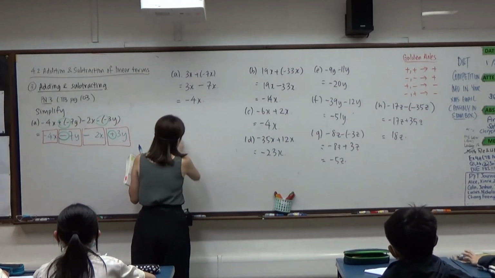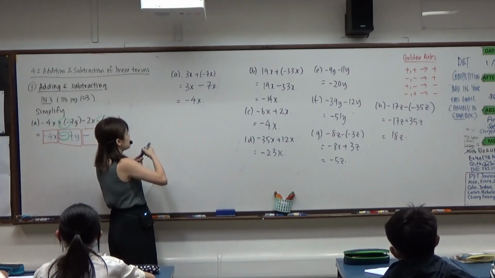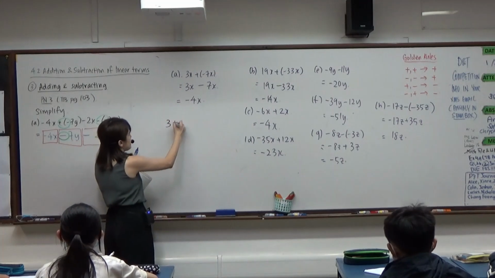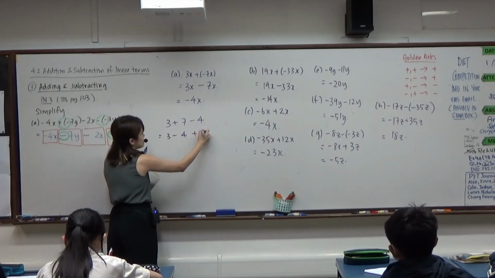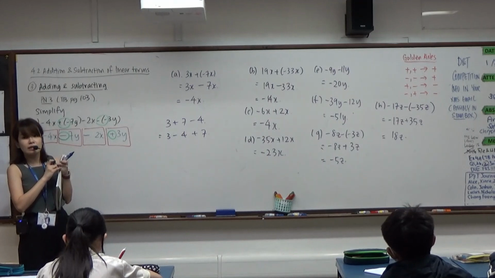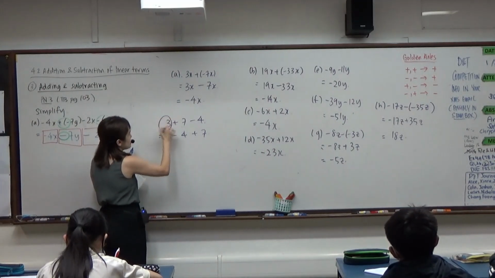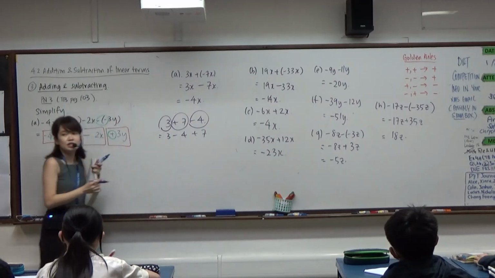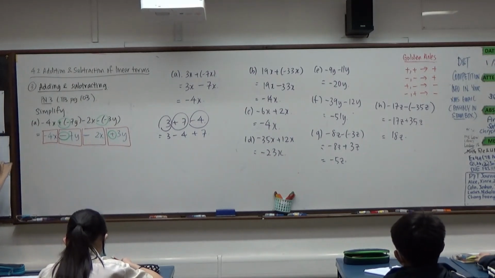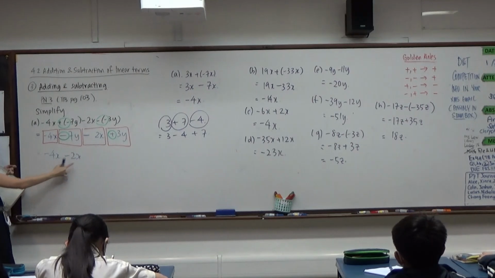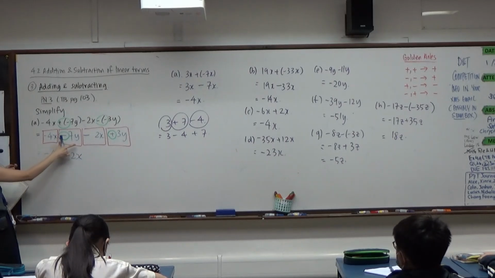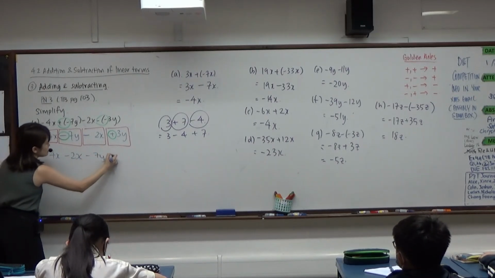That's because in our addition and our subtraction, so for example, if I have 3 plus 7 minus 4, it is the same as 3 minus 4 plus 7. Right or not? Okay? Yeah, the same thing, right? Whereby I shifted things around. So for this, I will put the like terms together. So I will have negative 4x minus 2x. I put the x and x together. Negative 4x minus 2x. Then I put the y's, minus 7y plus 3y.